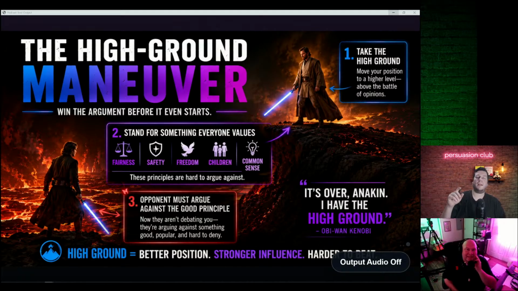I think it has a little bit to do with what I was saying, to stand for something that everyone values, and you have the examples and the visual for fairness, safety, freedom, children, common sense. These principles are hard to argue against, and that's true. Those are things everybody can agree that we should strive for, we should fight for. And if you can turn an argument around by focusing on something that everyone can value and get behind, you'll get people on your side.